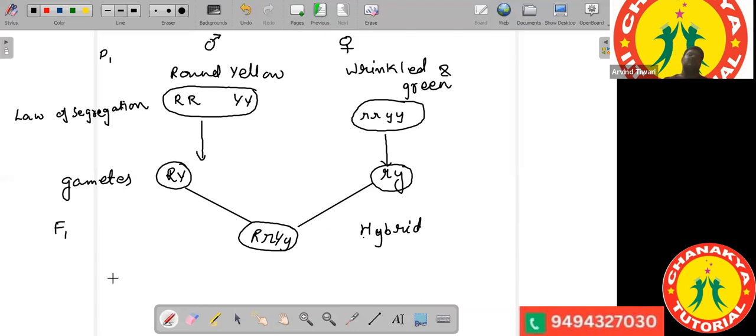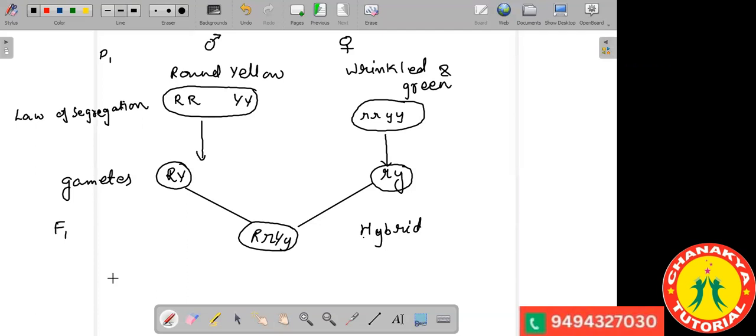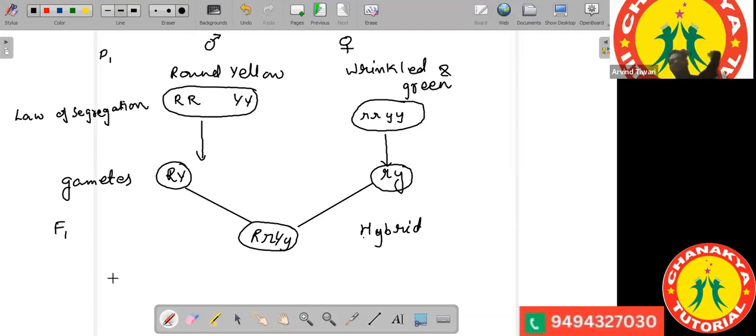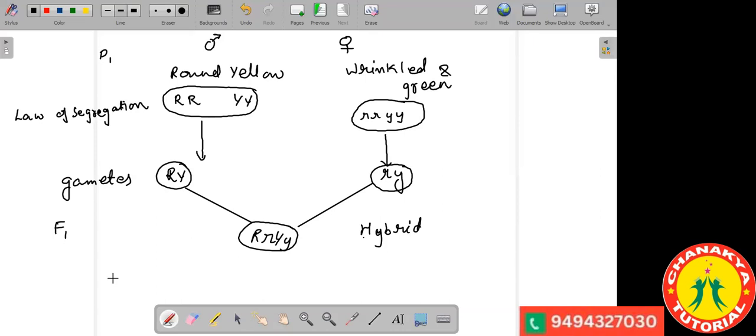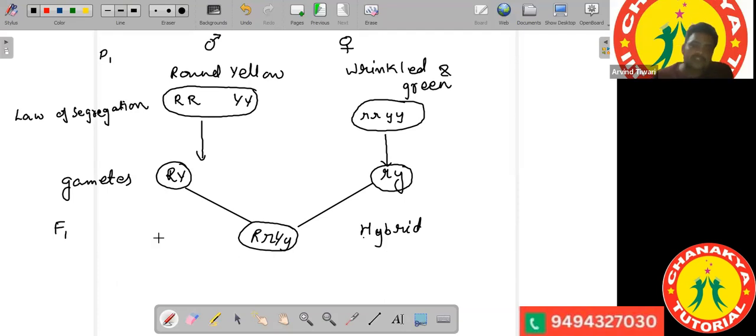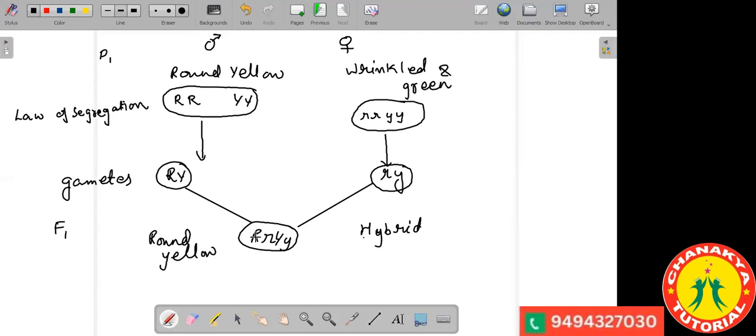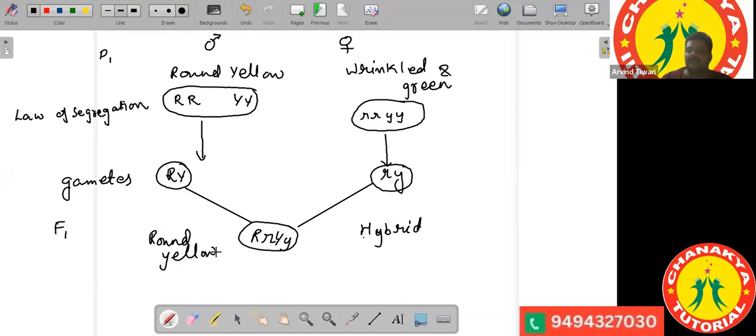Mehak, what will be the phenotype of this F1 generation? No, for this F1 generation, what characteristic do we expect from this? Round and yellow. Okay, very good. So for this F1 generation, we expect this to be round and yellow. So you do not have any mixing up of the characteristics, right? Dhruv, which law of Mendel now tells you that this will be round and yellow?